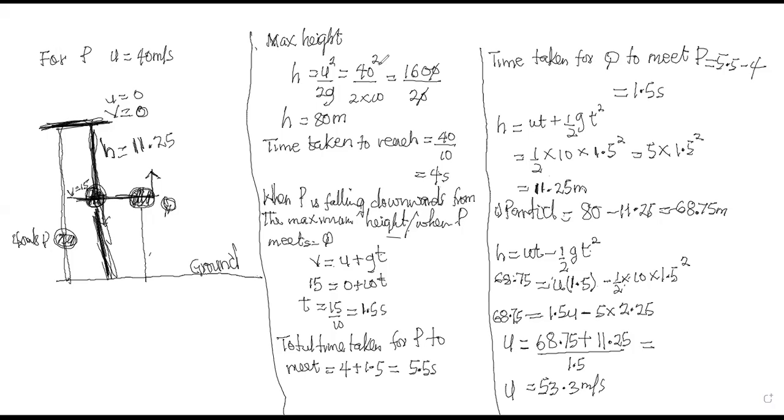Giovanni: Sir, please, the minus half gt, is it because you are calculating for the initial velocity of the ball going up? Yes, the initial velocity of Q, and it is minus because the ball is going up.